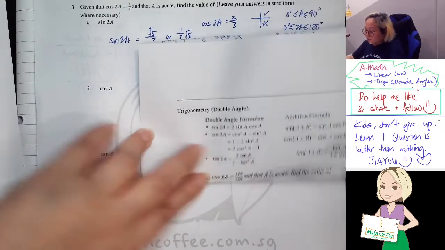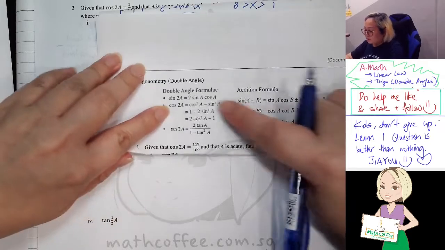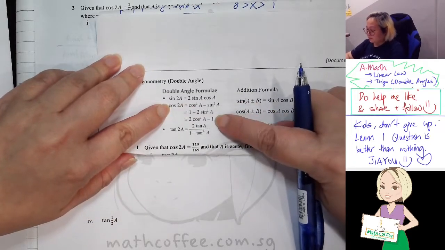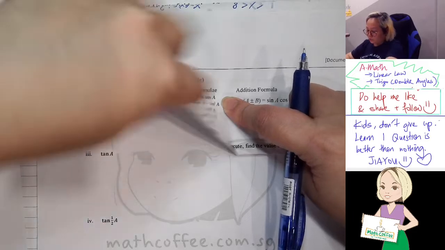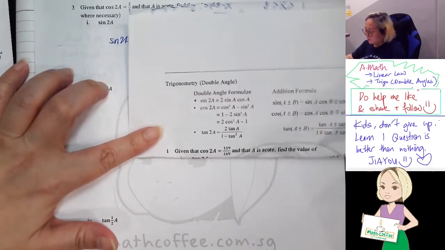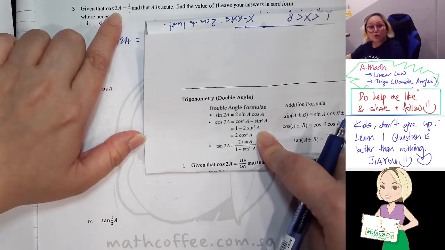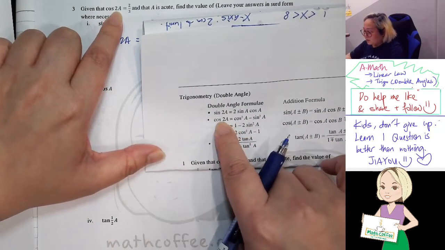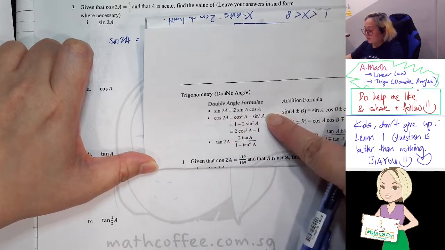So you see, cosine 2A and cosine A. Which one should you use? Cosine 2A has 3 choices. Cosine 2A can be cosine square A minus sine square A. So you want to find cosine A, it's not this one, because now I have my cosine 2A. I don't have cosine A, I don't have sine A. So this is not a wise choice.